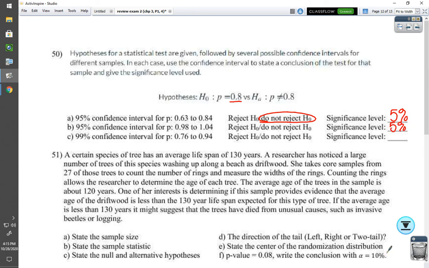We look at the data, and the interval is from 0.98 to 1.04. This time we reject because the value is outside of the CI. The last one is a 1% significance level. And in this one, again, 0.76 to 0.94, 0.8 is in there. We do not reject H sub O.